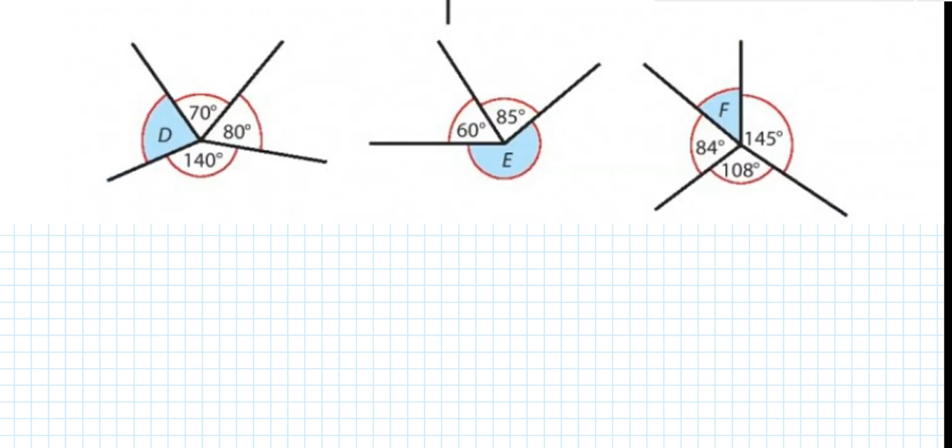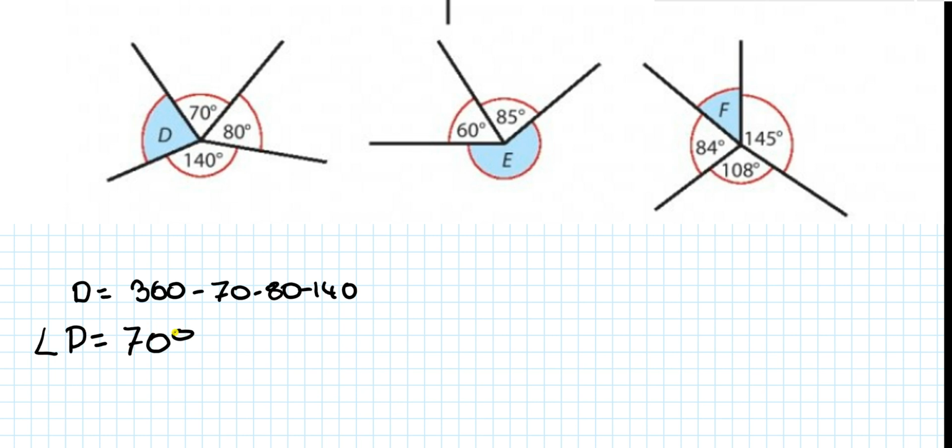The angle at a point, as I said already, we know that this full angle is 360 degrees. So D here could be found by going 360 degrees minus 70 degrees minus 80 degrees minus 140 degrees. And we get D is equal to 70 degrees. And you'd repeat the process for E and F as well. They're the exact same questions.